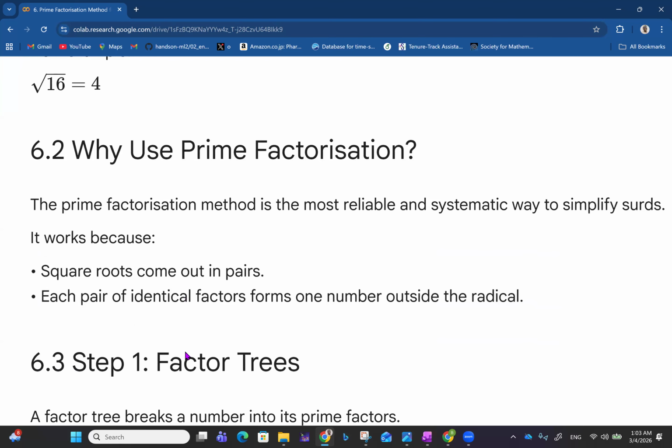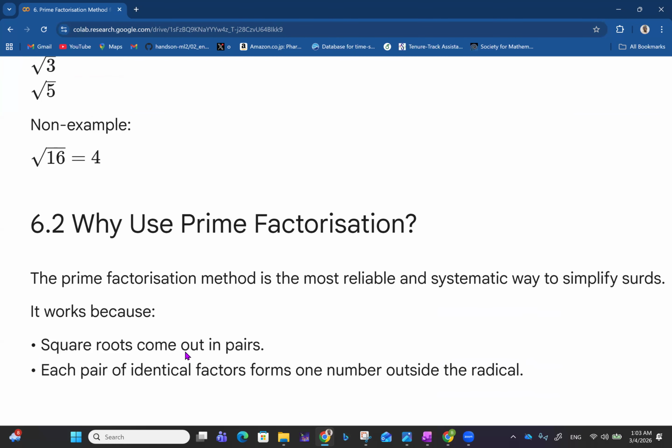So the question now is, why do we use prime factorization? The prime factorization method is the most reliable and systematic way to simplify surds. Before I began to explain prime factorization, because of my familiarity with some numbers, like when I see 50, I know that's 25 times 2. What if you see a number like 198 or some number that you're not so used to? So the surest way to go is to use prime factorization. It is the most reliable and systematic way to simplify surds.